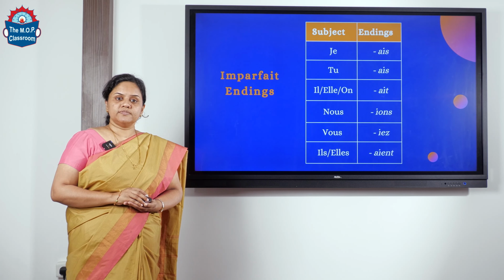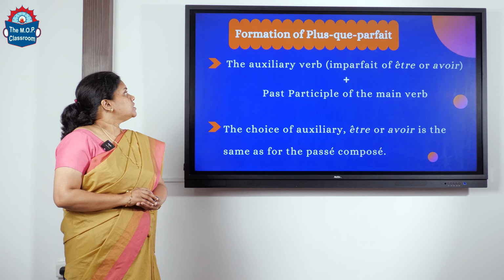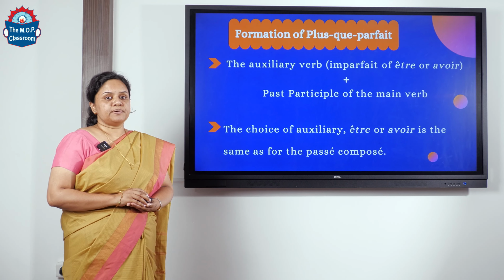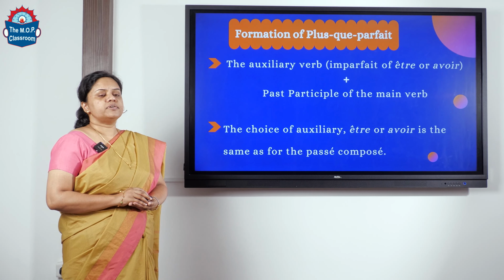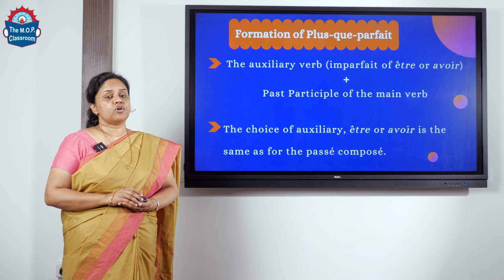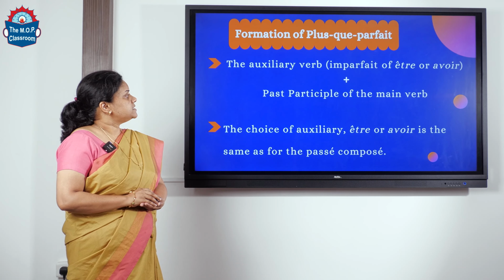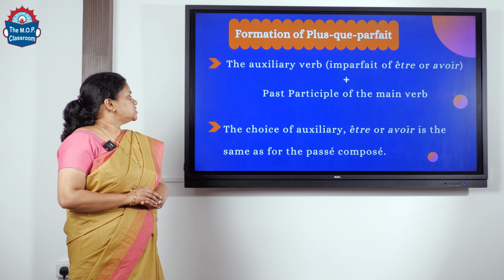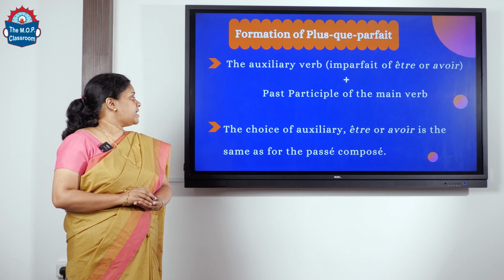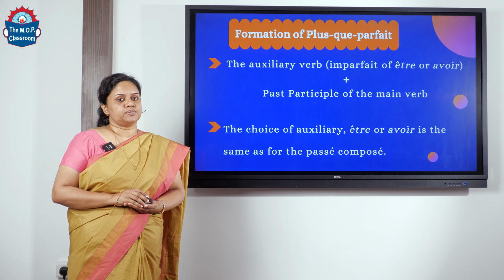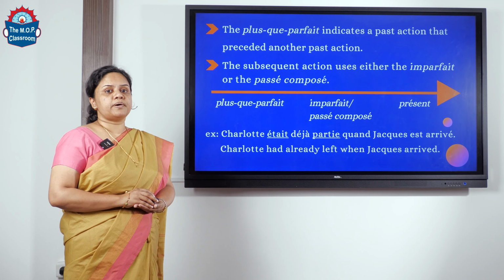Once you are thorough with the imparfait endings, you can learn the plus que parfait easily. So now let's see how the plus que parfait is formed once again. It is the auxiliary verb formed from the imparfait of être or avoir plus the participe passé. The choice of the auxiliary, whether it is être or avoir, is the same as we learned for passé composé. Plus que parfait indicates a past action that precedes another past action.